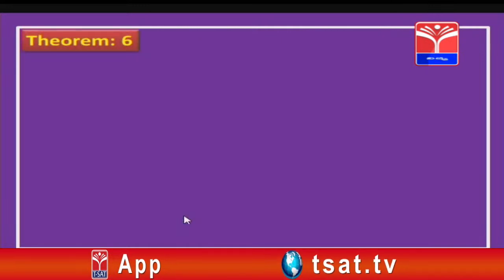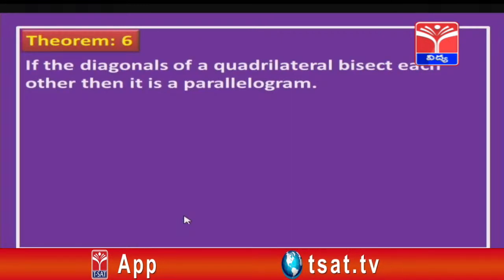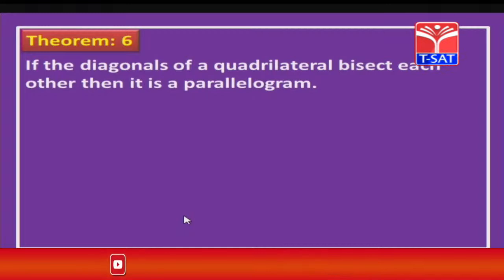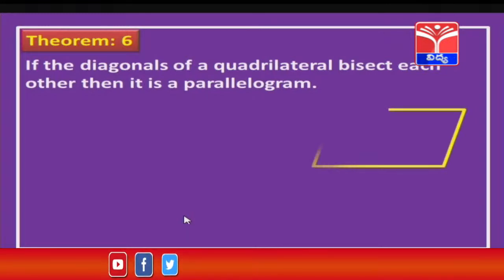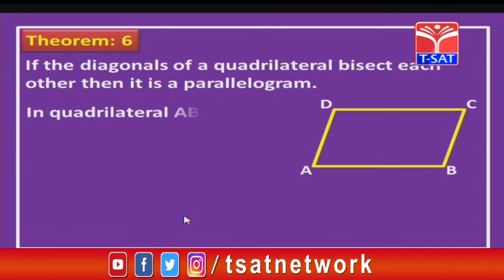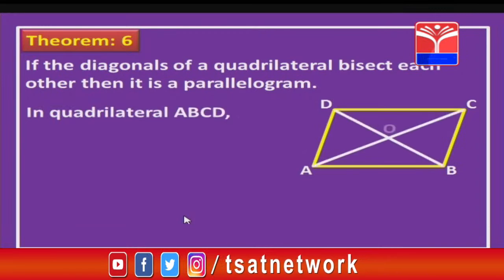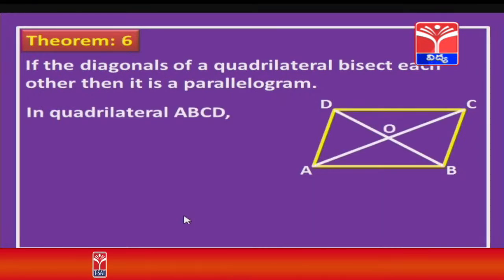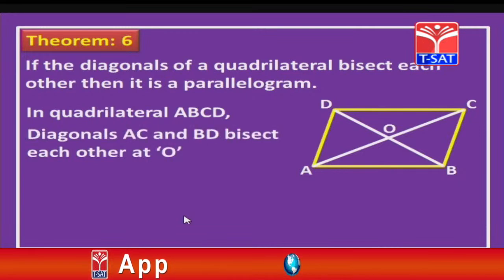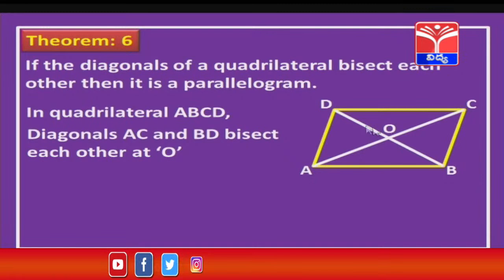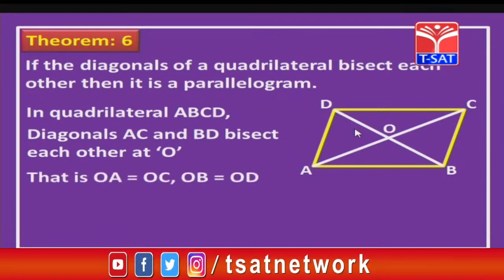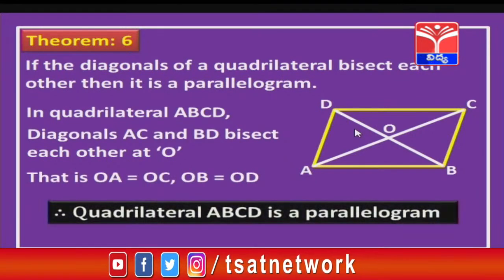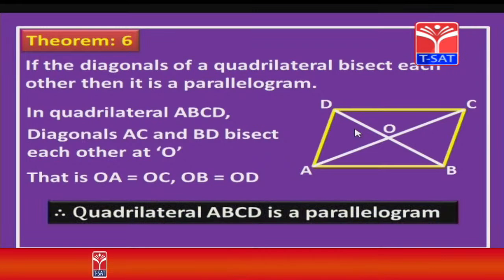Let us move on to our next theorem, children. If the diagonals of a quadrilateral bisect each other, then it is a parallelogram. So, we will consider a quadrilateral ABCD in which diagonals AC and BD intersect at O and they bisect each other. Bisecting means, as we have just seen, OA is equal to OC and OB is equal to OD. Then in that case we can say that the quadrilateral is a parallelogram.